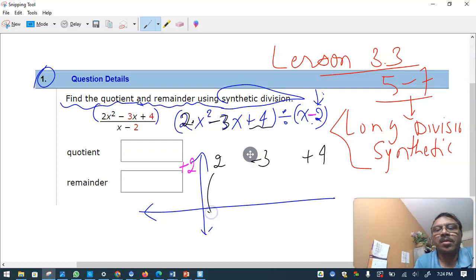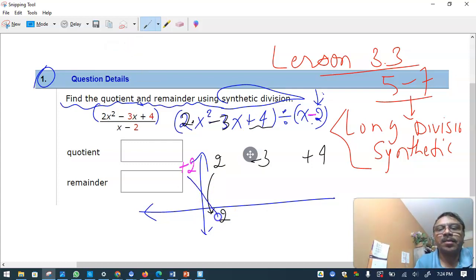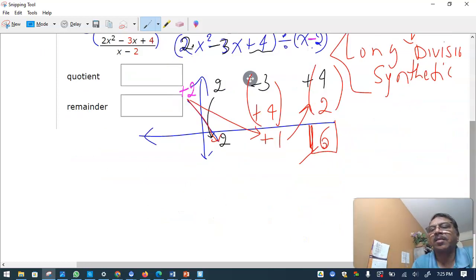Now drop down this 2 to right here and then multiply. So 2 times 2 gives you plus 4, and this combined together gives plus 1. Then again you multiply: plus 2 times 1 is 2, and this together will give you 6. You can see the last number is put in a box to show that it's the remainder. Whatever you get here is the remainder.